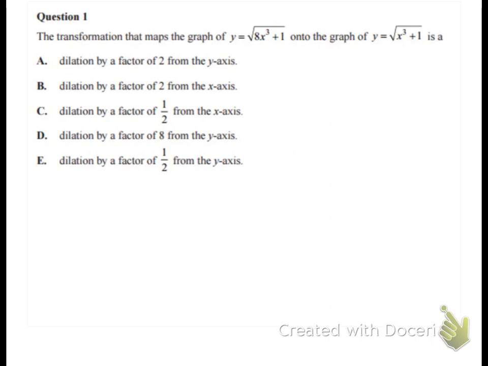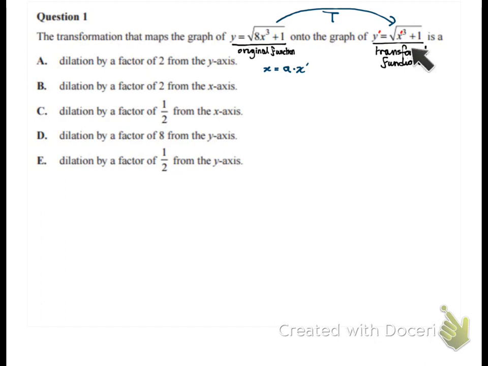So in this first exam problem, question 1, a transformation that maps the graph of y equals the square root of 8x cubed plus 1 onto the graph of y equals square root of x cubed plus 1. So they're very similar, the 8 is missing. So which transformation is it? First off, it's good to recognize this here is your original function, whereas this is the transformed function. So it's changed due to some transformation that we need to determine.